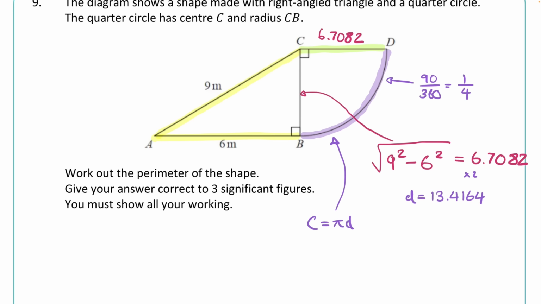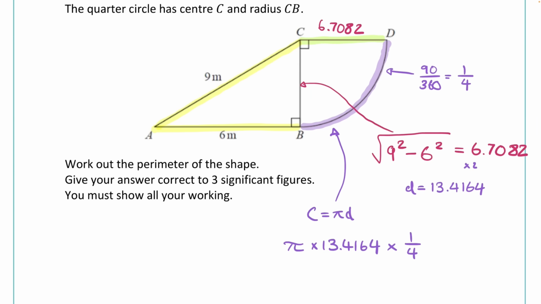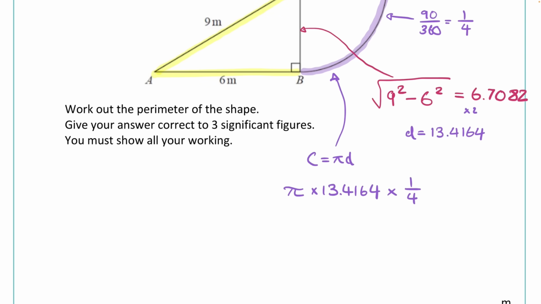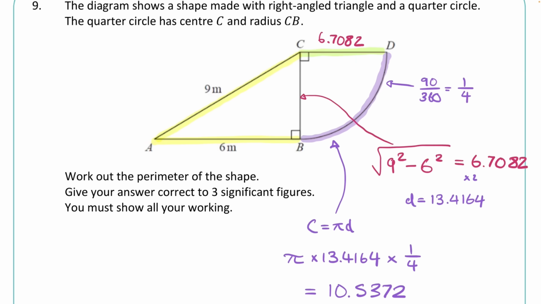13.4164. So I can do pi times 13.4164, and I'm going to multiply that by the fraction of the circle, which is 1/4. I'm going to type that all in one go. So times by pi times by 1/4. And there we go, that gives me a length of the arc, which is 10.5372. I'm going to label that up here on the diagram, 10.5372. And now, just thinking about this concept of perimeter, we want to add together all of those lengths.